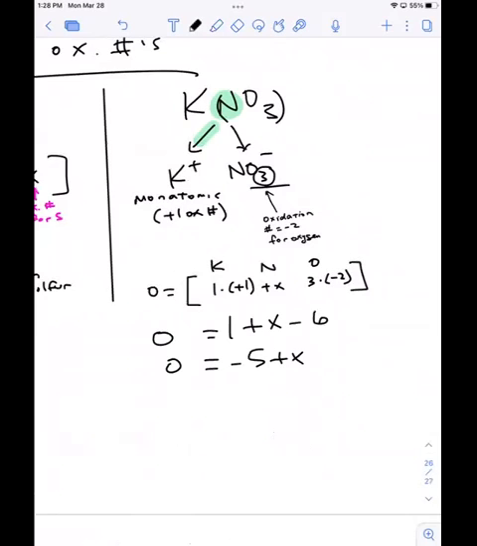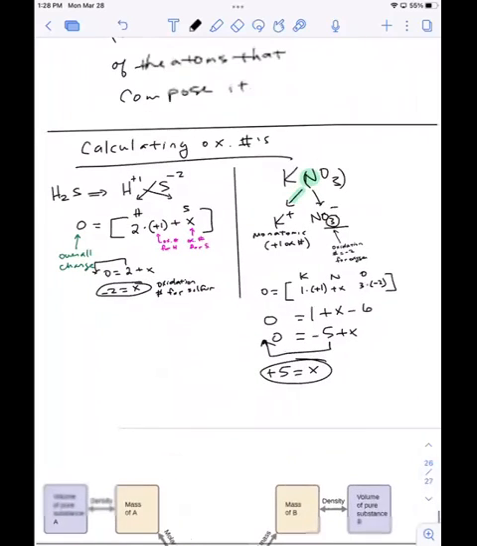So all we got to do now is solve for X. Just add 5 to both sides, so it'll be +5 equals X. So the oxidation number on nitrogen is +5. Following? Yes, no? Yes, sir. All right, any questions?